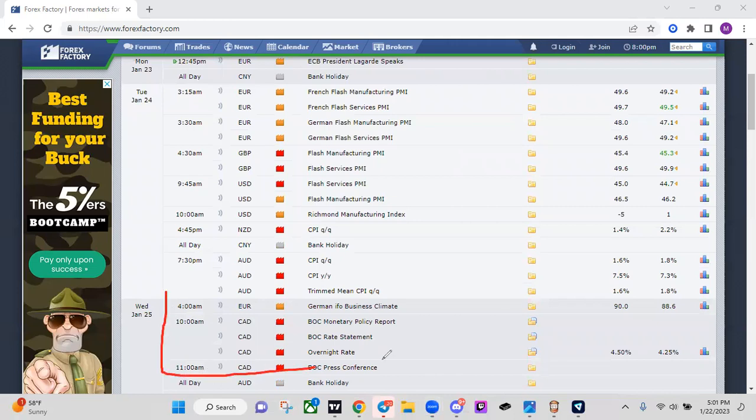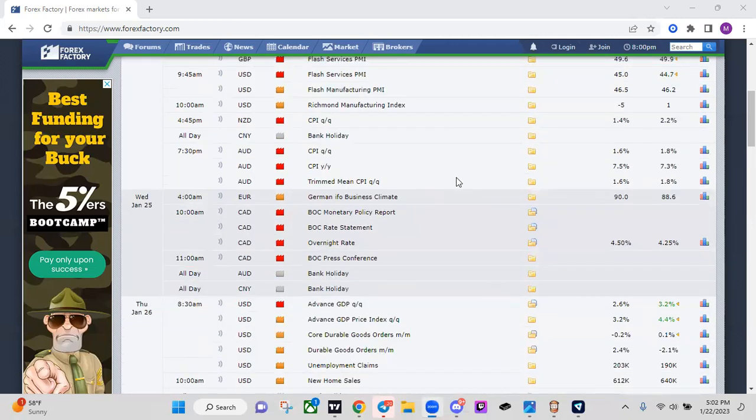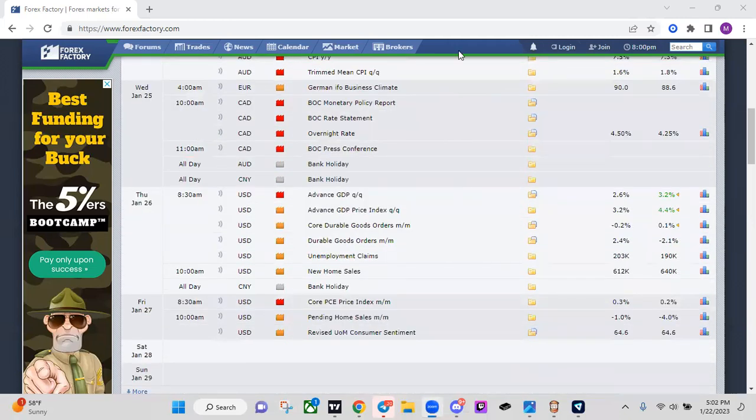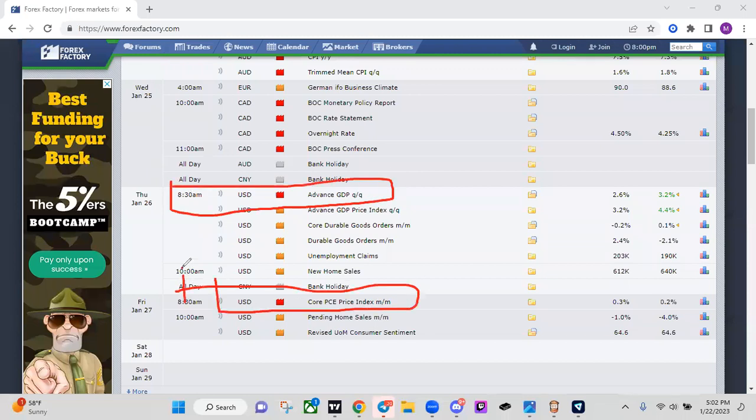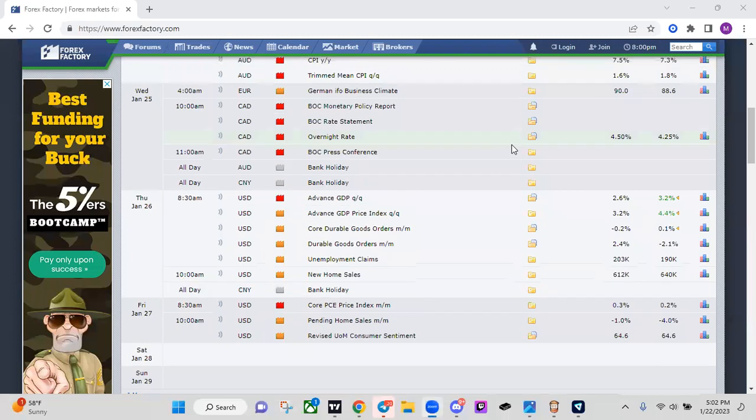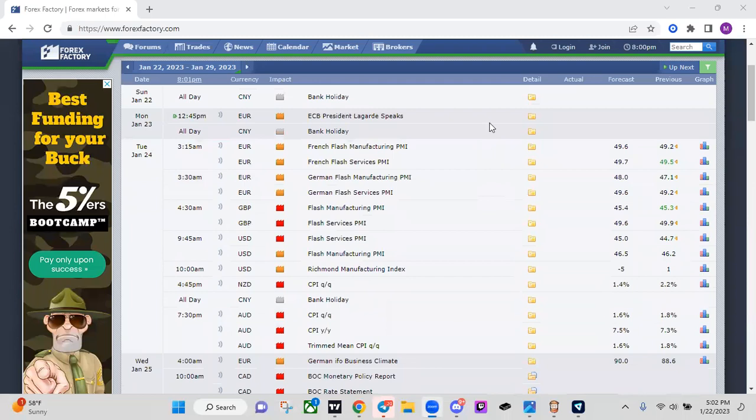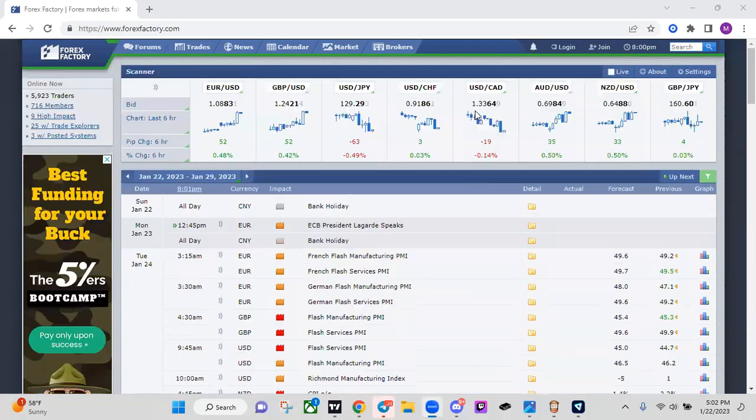Wednesday, we've got CAD news. I don't think too many people trade CAD. And then Thursday, more USD red folder, and Friday, more USD red folder. So we've got USD red folder on Tuesday, Wednesday, Thursday, and Friday. Okay, cool. All right.